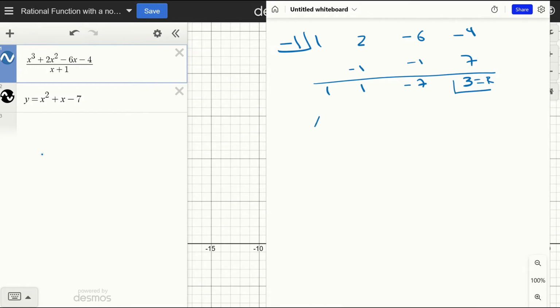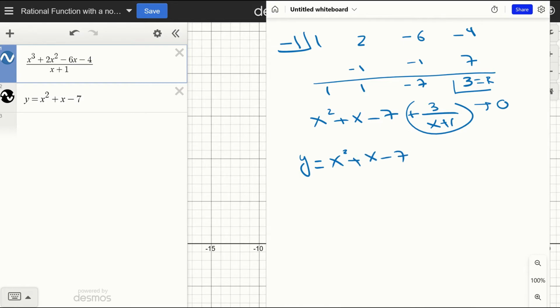And we get x squared plus x minus 7. Remember, we're only interested in the quotient part, because the other part, which is going to be plus 3 over x plus 1, this part will approach 0. So we know that y equals x squared plus x minus 7 is going to be the asymptote.